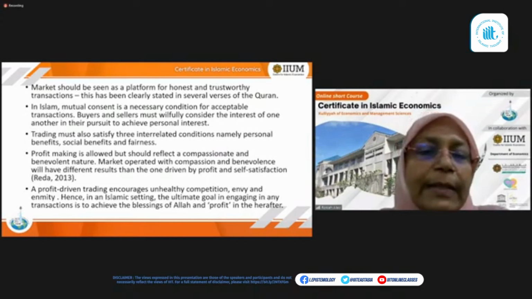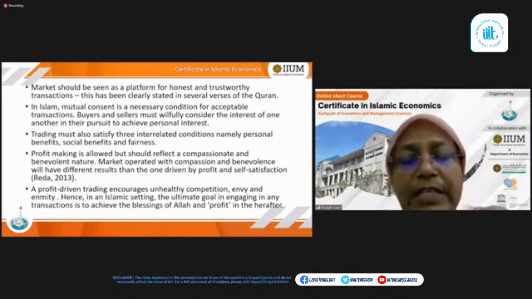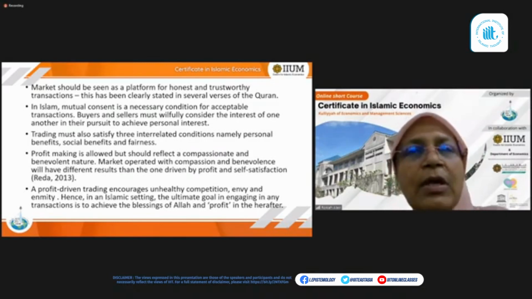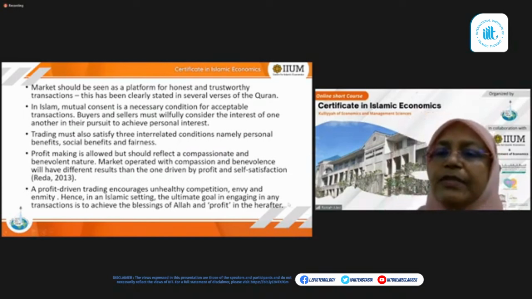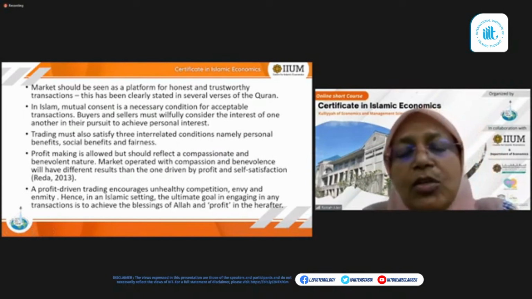So from the conventional perspective, the market is driven by profit maximization. That is okay, but what is also important is that the sellers must also have compassion and benevolence when they are setting the price. Fair pricing is very important in Islam, so that there is no exploitation. Therefore, the welfare of the consumers and the welfare of the society will be taken into account in any decision. A profit-driven trading encourages unhealthy competition.